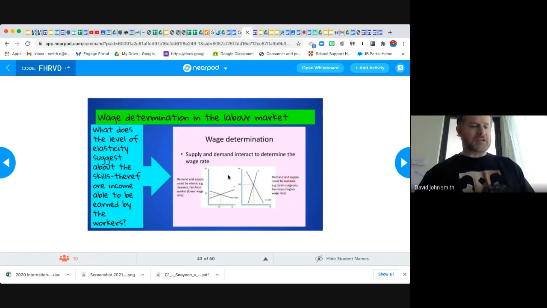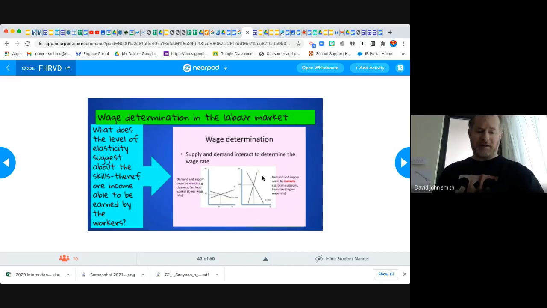Now, obviously, this is all based on a market-based economy. When we talked all the way at the start about command-based economies, one of the things that we mentioned was that the government would be deciding the wages, right? The government would be making the wages potentially equal across all jobs. So whether you were the brain surgeon or the cleaner, you'd actually be earning the same amount of money.